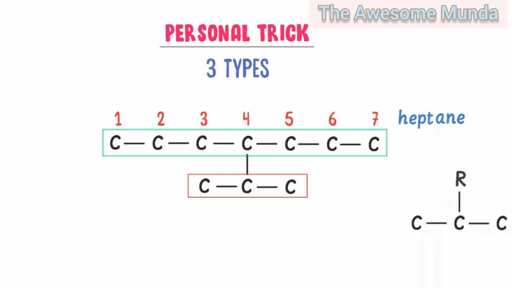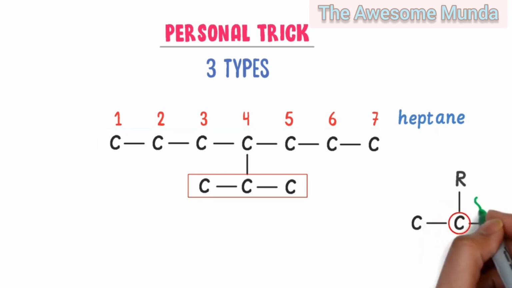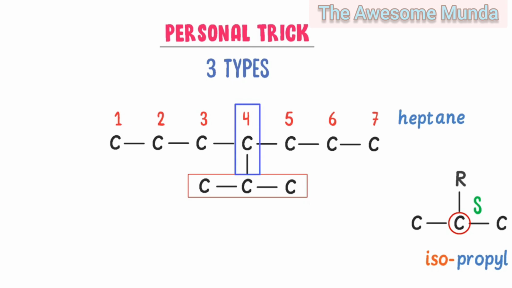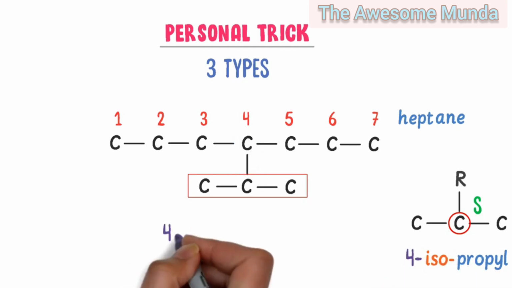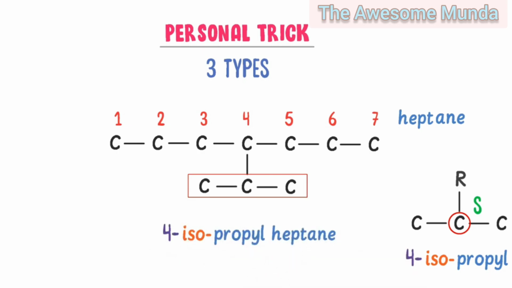We can see that R is bonded to a secondary carbon, so it is iso. There are 3 carbons. I write propyl. The son is located at the 4th position. I write 4. So I get 4-isopropyl heptane. Thus note down this example. Now let me teach you the second type.